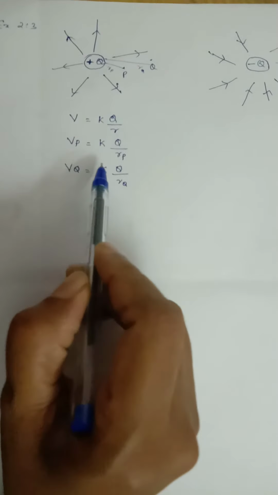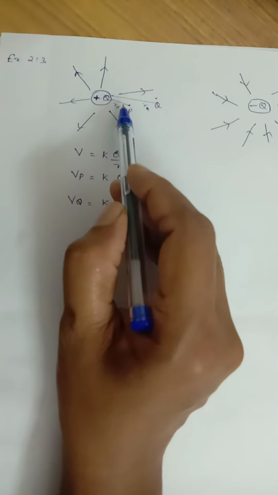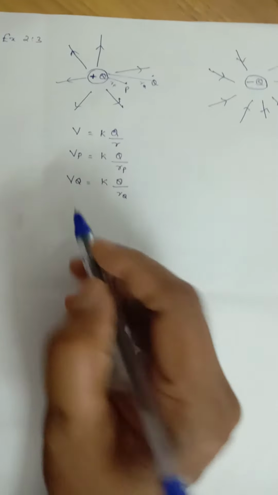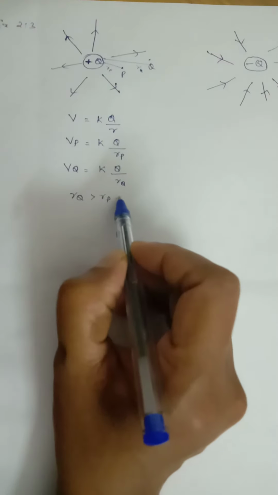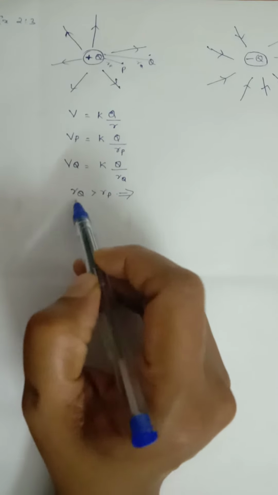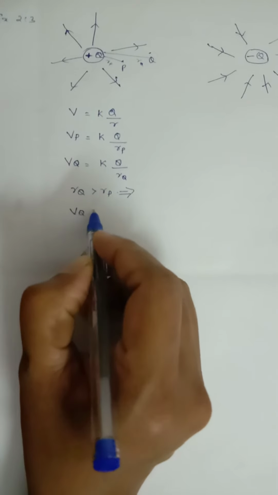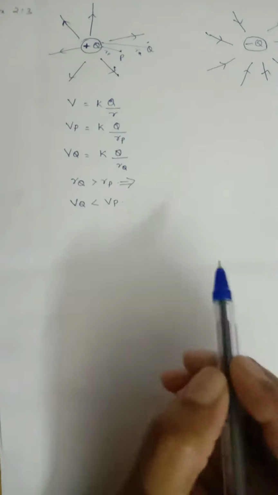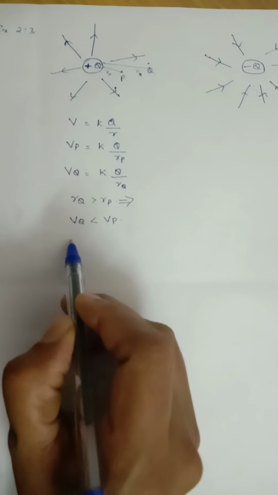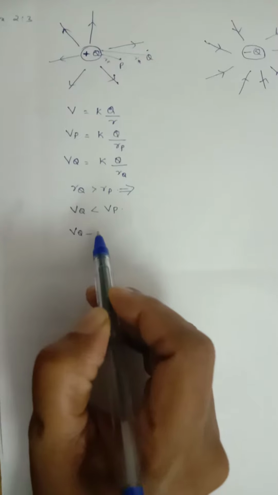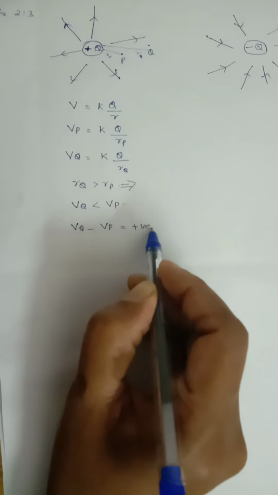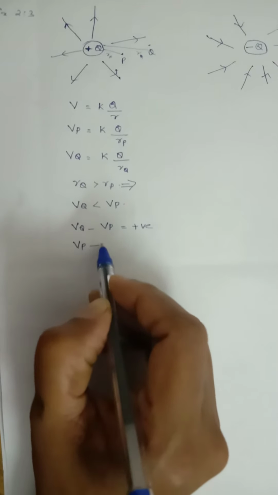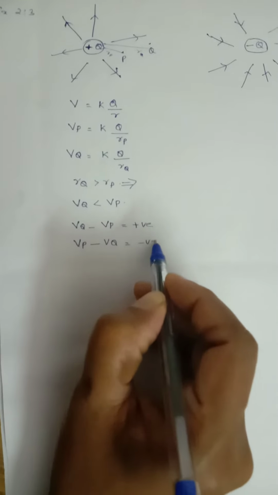Now Vp and VQ, if you consider, you can see that it is inversely proportional to R. But which quantity out of Rp and RQ is greater? RQ is greater than Rp, which implies, as it is inversely proportional, that VQ is less than Vp. So if the question asks for the sign of VQ minus Vp, then it will be positive. And if the question asks for the sign of Vp minus Vq, then it will be negative.